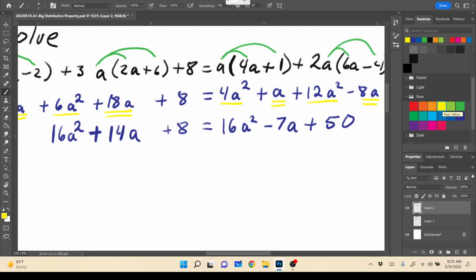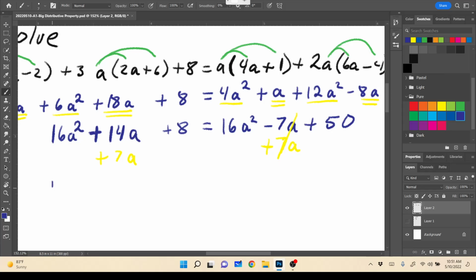We're going to put them all together. Okay, add 7a to both sides. Plus 7a. Which one does it go with, if any, on the other side? Therefore, it's 21, 16a squared plus.